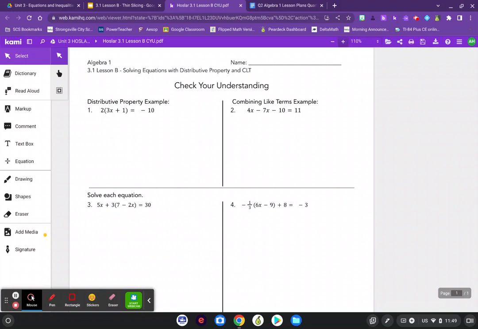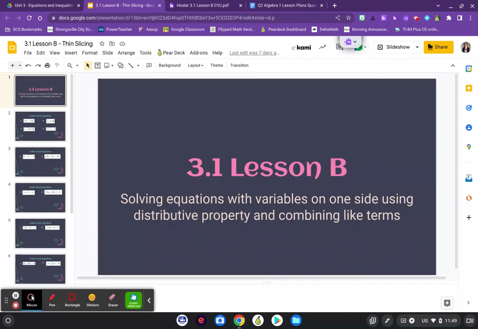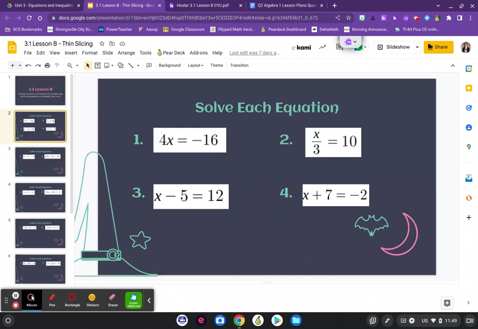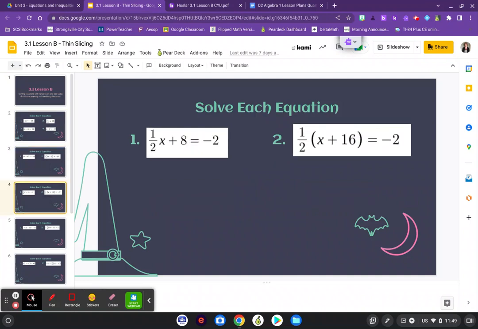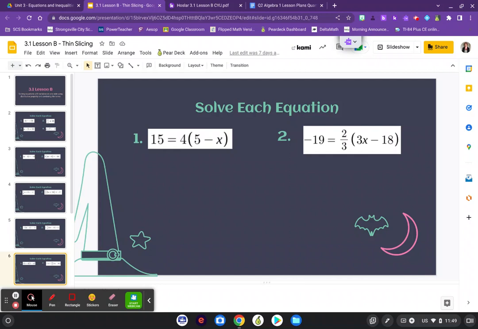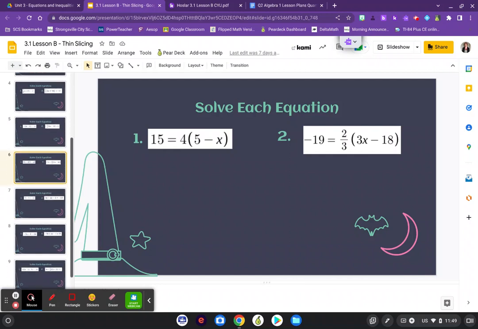This is just a continuation of the idea where we're going to balance equations by completing opposite operations on both sides. But instead of doing just two-step equations, we're going to include things like distributive property and combining like terms. In class, we worked in groups to work through solving these different equations. This is actually posted on Google Classroom, so you can go and practice this as well.